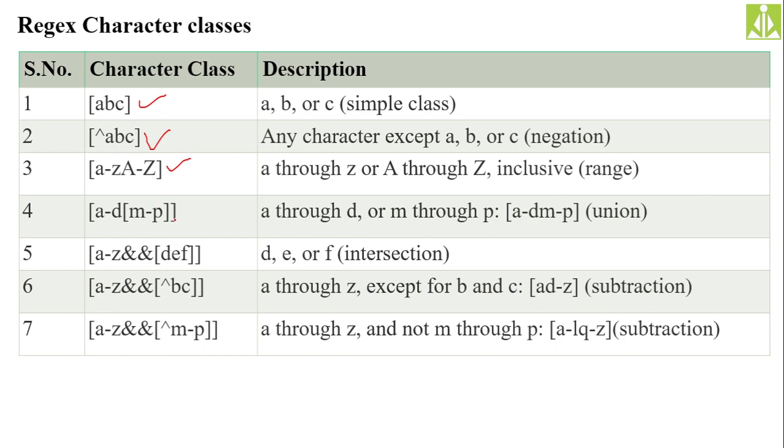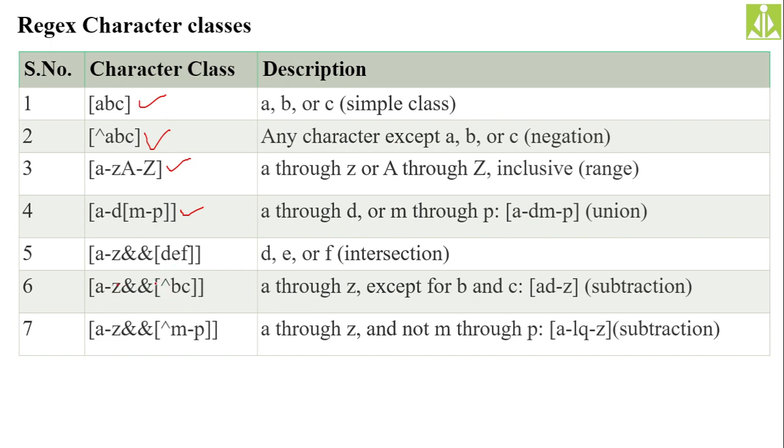Here A-D, M-P means A through D or M through P is allowed. Here is an intersection: A through Z and then D, E, F means only D, E, F are allowed and the remaining are not allowed, and digits are also not allowed. A to Z, not of BC is also something like an intersection, so A through Z except B and C, because we have taken not.